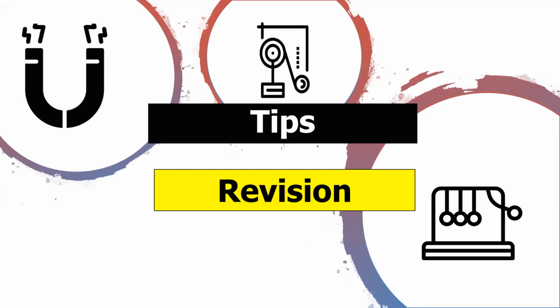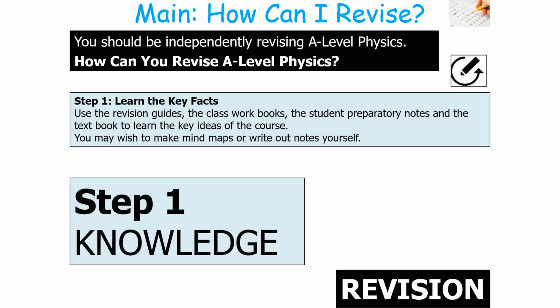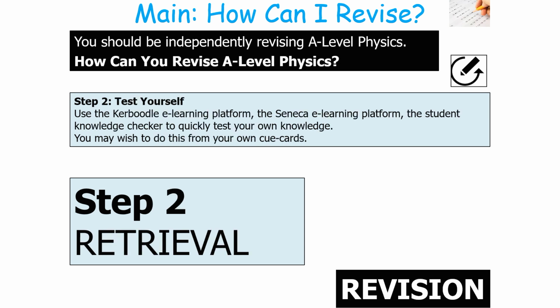So how should you be revising A-Level Physics? So first step is to learn the key facts. So use revision guides, class workbooks, student prep notes and textbooks to learn key ideas of the course, which may include writing out notes yourself or making mind maps. The second step should be to test yourself. So use Kerboodle, Seneca, your own knowledge checkers to quickly test your own knowledge, and you may wish to do this with your own cue cards.